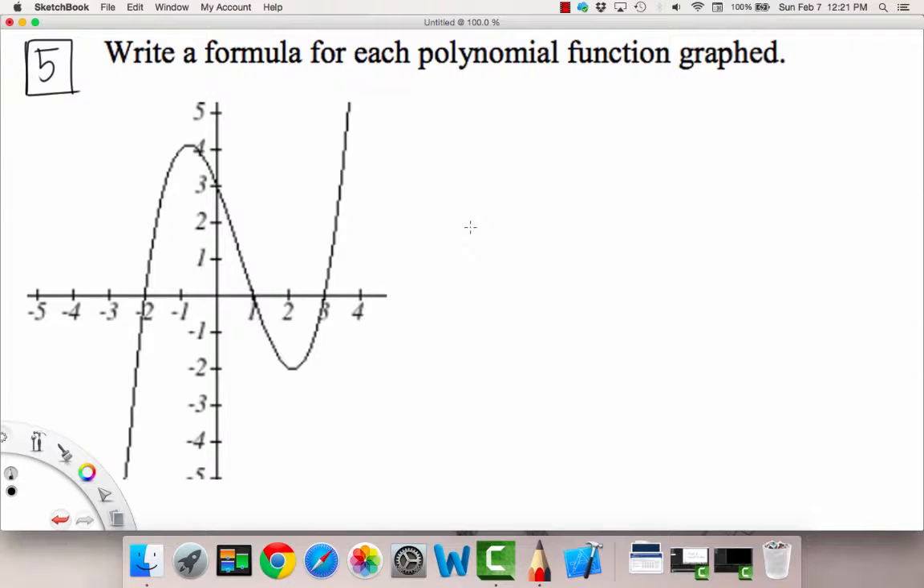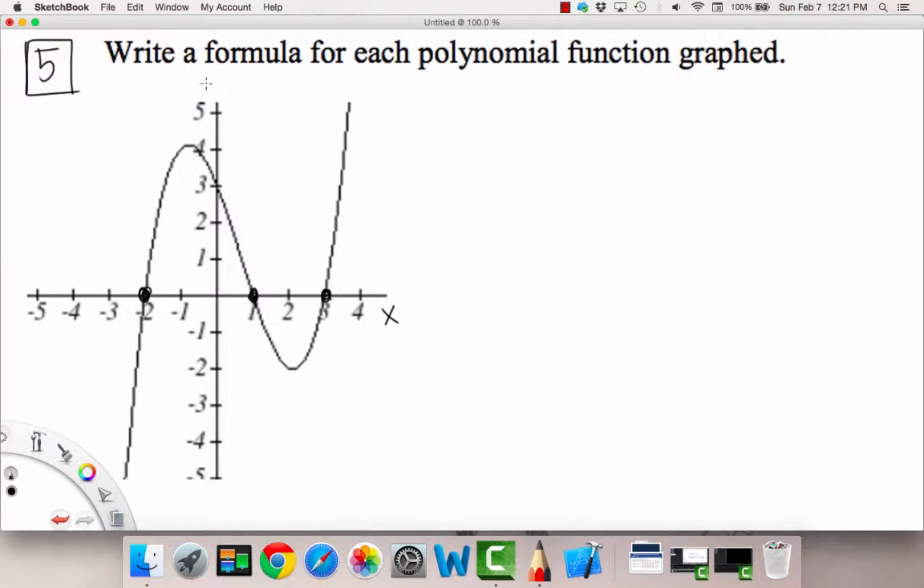Okay, last question, number 5. We're going to write a formula for this polynomial function in the graph. So this is kind of like the going backwards process, right? What we're going to do first is identify where our horizontal intercepts are. Okay, so that would be at -2, +1, and +3. So let's write those down.